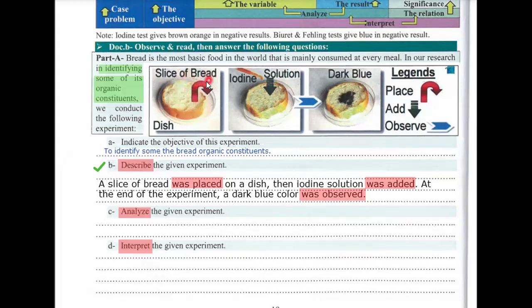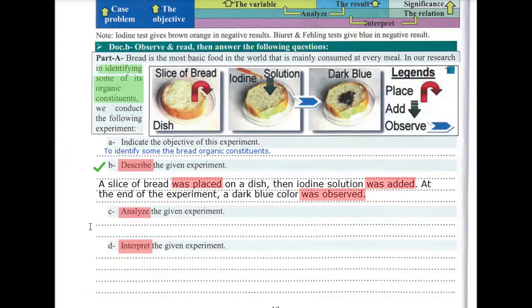يعني فيني أقول we put a slice of bread on a dish, then we add، أو إذا بدكم، we put a slice of bread on a dish with iodine solution, we observed a dark blue color. اوكي، مش ضروري to stick to the legend. يعني فينا نستعمل الكلمات اللي نحن بدنا اياها وكمان فينا نستعمل الليجند, it's up to you.